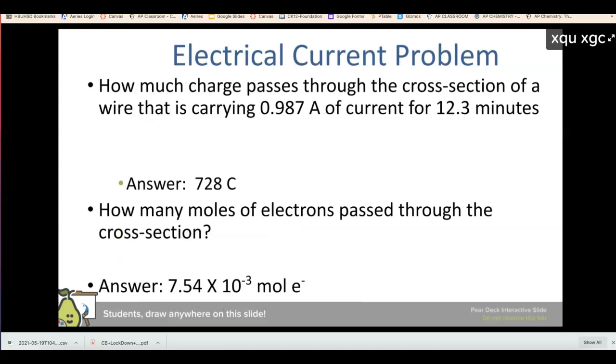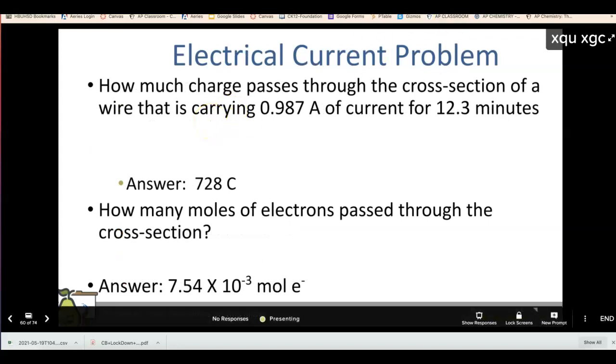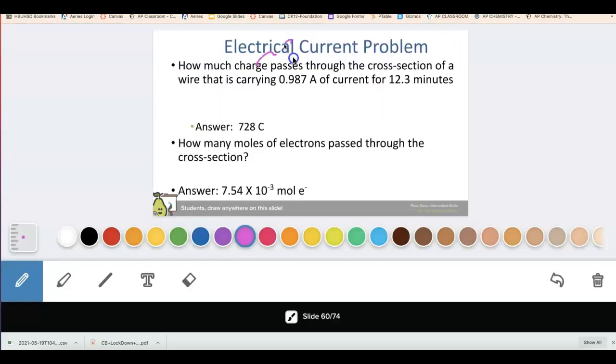So first, it says how much charge. All right, well, charge is coulombs. Okay, so that's what they're asking for. Passes through a cross-section of a wire that is carrying 0.987 amps. And the time is in minutes. Now remember, so I equals Q over T. Well, they give you amps, that's I, okay? And then they give you time. The problem is time is in minutes.